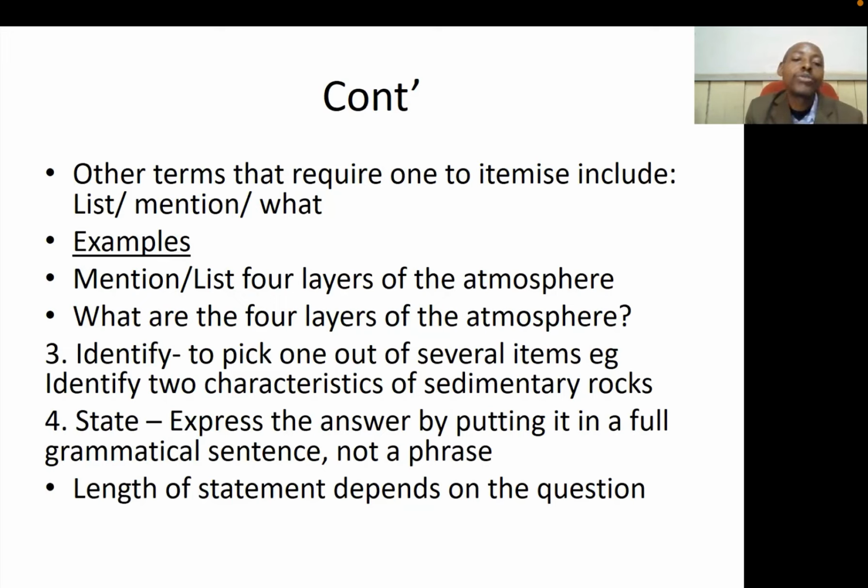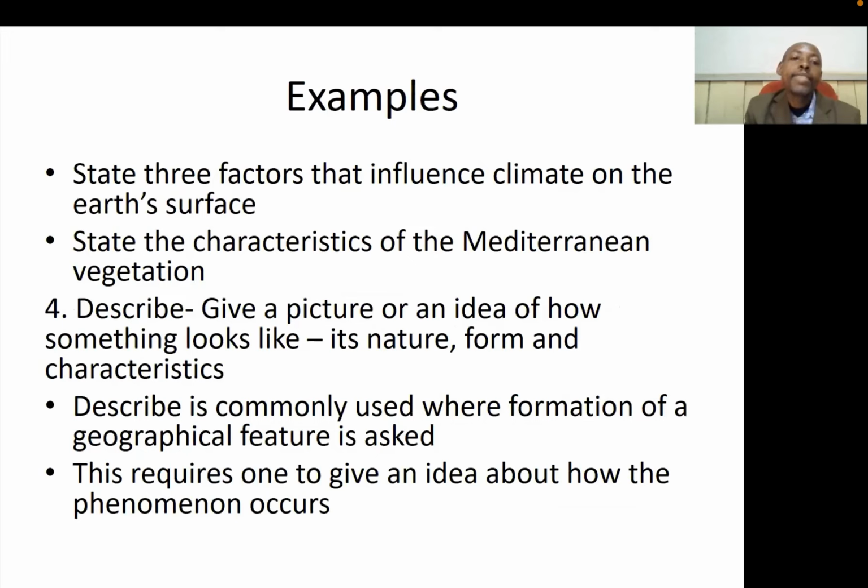State. This requires you to express the answer by putting it in a full grammatical sentence, not a phrase. The length of the statement depends on the question. For instance, state 3 factors that influence climate on the Earth's surface. State the characteristics of the Mediterranean vegetation. So those require you to give answers in sentences that are grammatically correct.